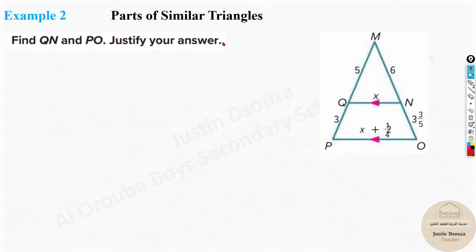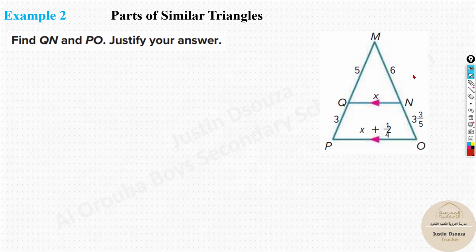Now then we will see another problem here. Find QN and PO. Justify your answer. Now they have told to find. First thing before you find, by the way, if you're confused over here, it's 2 1/4, okay? Now here, if you're confused how to find directly, no. First thing we need to prove whether they are similar and then we can find, okay? So how do we find they are similar?